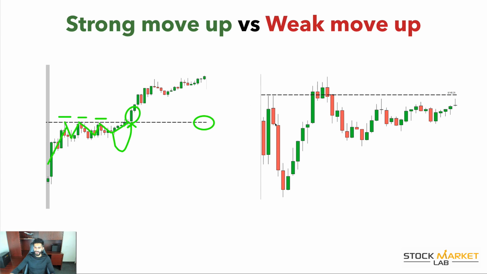Same thing here. You can see rejected, rejected, rejected, rejected. Even though the body gets a little bit above, it keeps getting rejected, showcasing sellers are in control. And then you can see here, strong move up, buyers are in control. That's what we're looking at. These are the main things we're focusing on when we are looking at candlesticks.